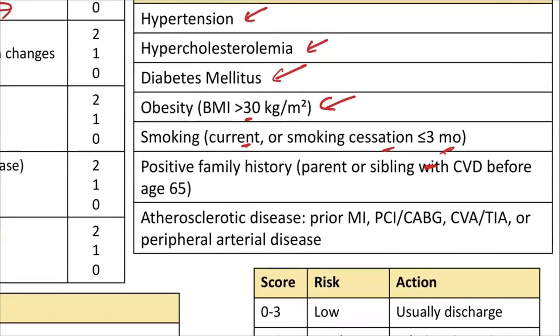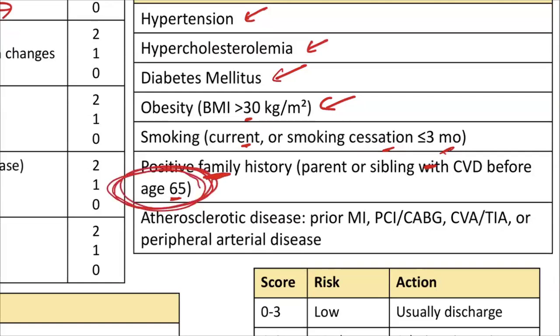If he has stopped smoking more than 3 months back, for example, it has been 6 months, it has been 4 years since I stopped smoking, then that is not considered as a risk factor. Positive family history of a blood-related sibling or father, mother who had coronary artery disease when their age was less than 65 years, that is before 65, then you consider it as a positive family history. Otherwise, you will not consider. People tend to forget the age.